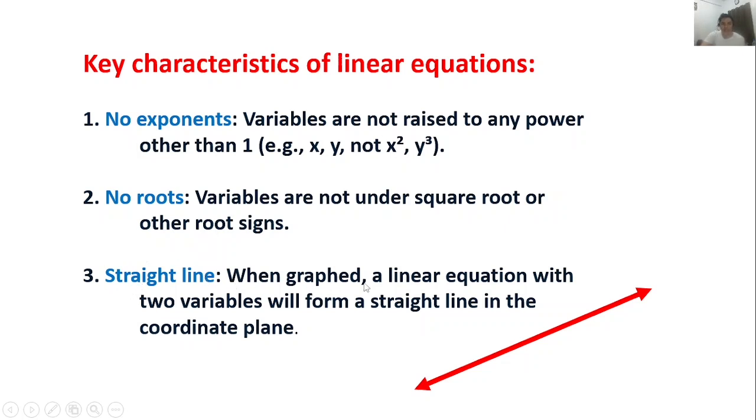Third, straight line. When you graph a linear equation with two variables, it will form a straight line in the coordinate plane. It can be horizontal, it can be vertical, or it can lean to the left or lean to the right. You have to take note, if the line leans to the right, that is a positive slope. If the line leans to the left, that is a negative slope. And if that is a vertical line, undefined slope. And if the line is horizontal, the slope is equal to 0.